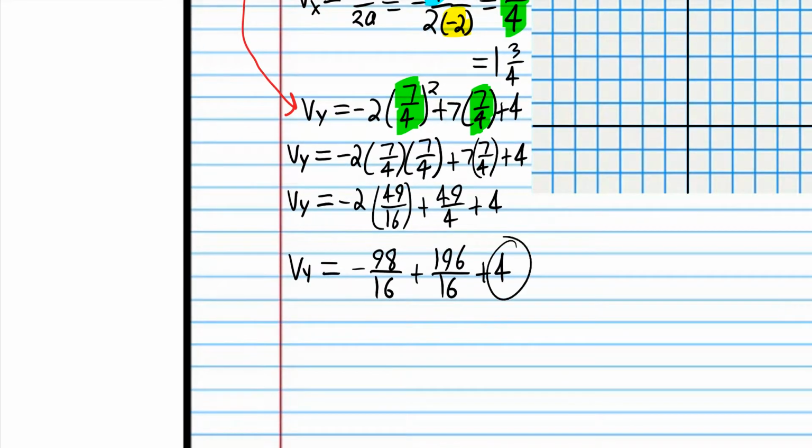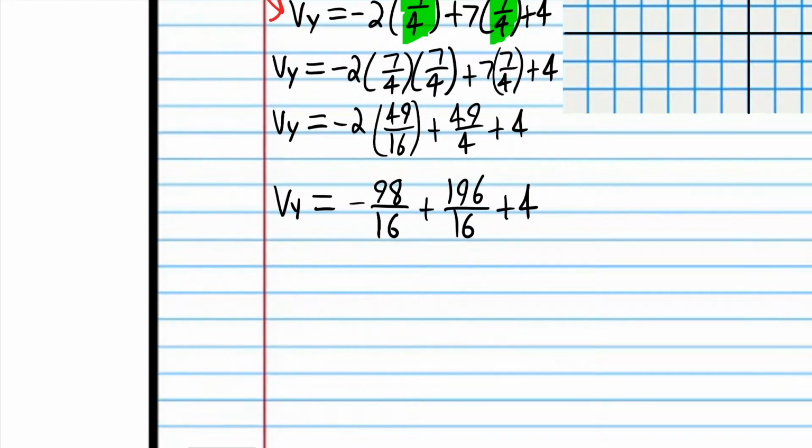And I could write this 4 as over 1 and then change it to 16 over 4 by multiplying both sides of this fraction by 4. But I'm going to do it a slightly different way. So now we have a common denominator. We can add negative 98 and 196. And then we get 98 over 16.